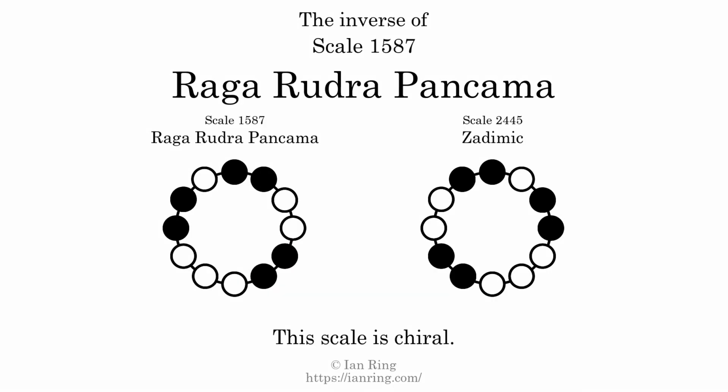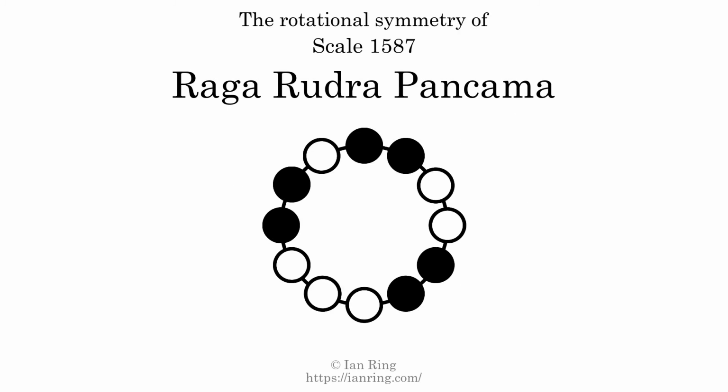The inverse of a scale is a mirror image. It is what you get when the sequence of intervals is reversed. The inverse of this scale is scale 2445, also known as zdymic. This scale is chiral. It cannot transform into its inverse by rotational transformation. This scale has no rotational symmetry.